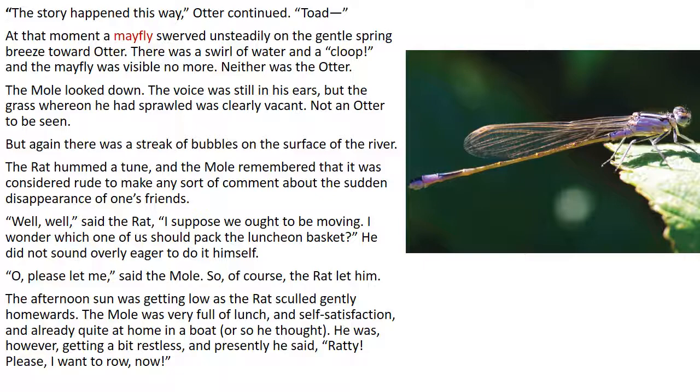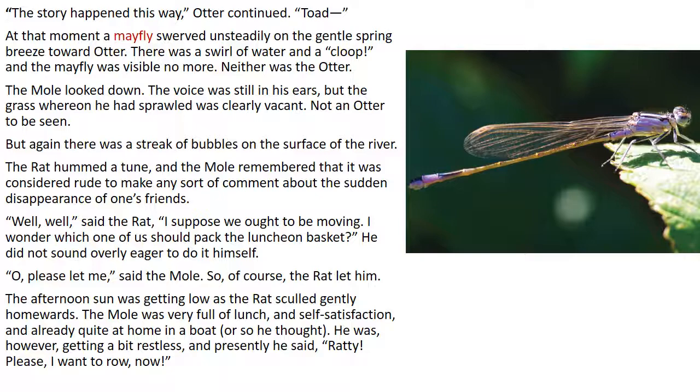"Toad..." At that moment, a mayfly swerved unsteadily on the gentle spring breeze toward Otter. There was a swirl of water and a clump. Mayfly was visible no more. Neither was the otter. The mole looked down. The voice was still in his ears, but the grass whereon he had sprawled was clearly vacant. Not an otter to be seen. But again, there was a streak of bubbles on the surface of the water. The rat hummed a tune, and the mole remembered that it was considered rude to make any sort of comment about the sudden disappearance of one's friends.